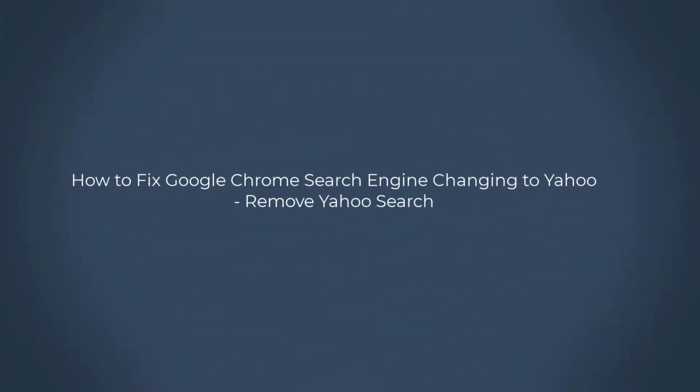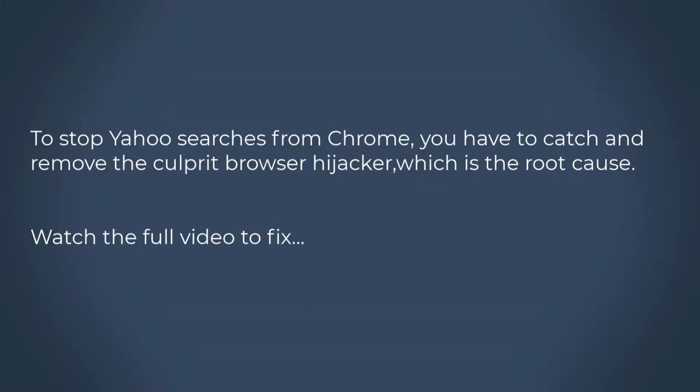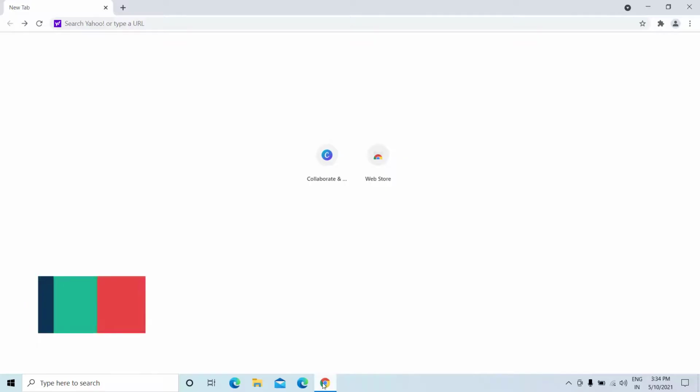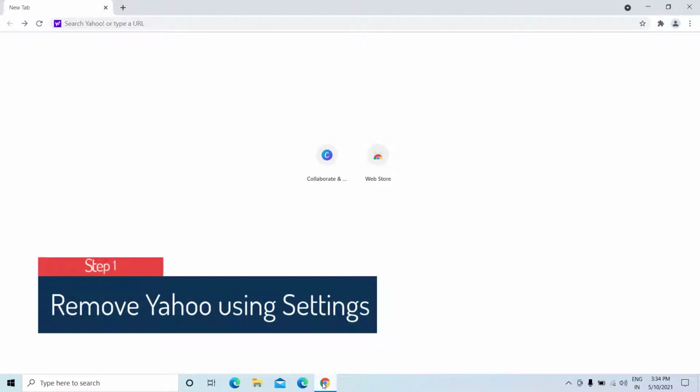How to fix Google Chrome search engine changing to Yahoo. To stop Yahoo searches from Chrome, you have to catch and remove the culprit browser hijacker, which is a root cause. Follow these easy steps to do so. Step 1. Remove Yahoo using Settings.